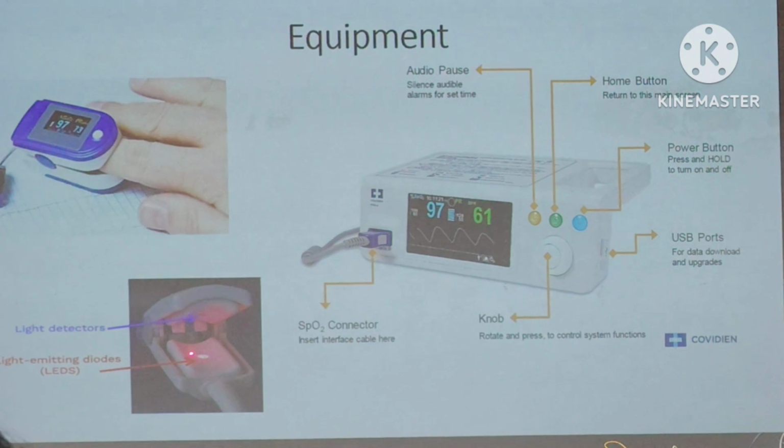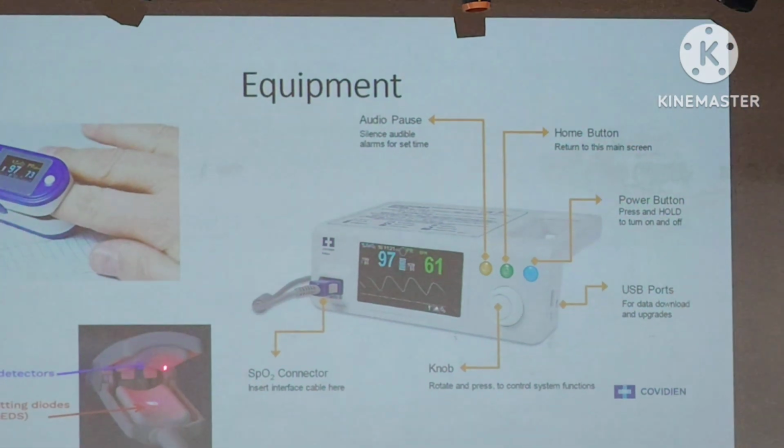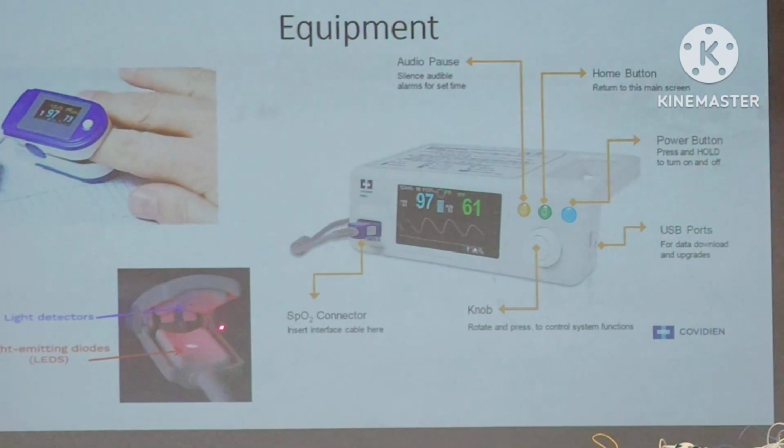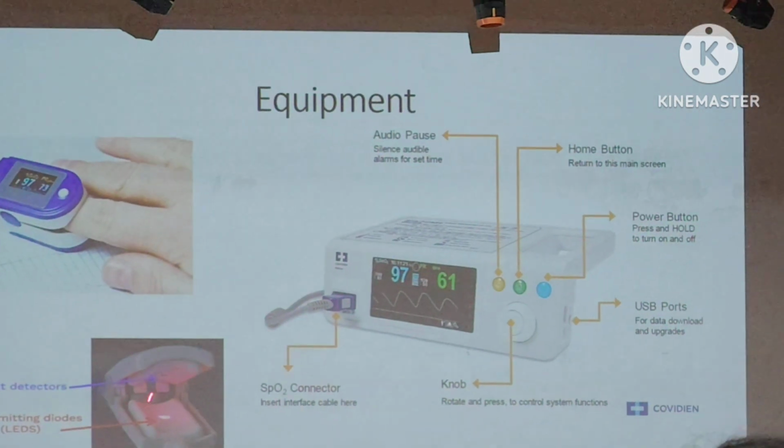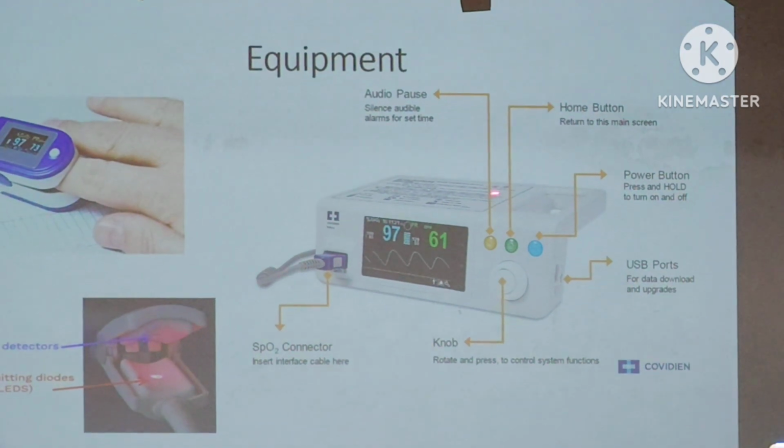Here you can see this is a finger probe. Here is a light emitting diode. This emits the light, and here is our finger. The light is detected, and the amount of light absorbed by the finger or hemoglobin, you can say, is measured. And this is the equipment.